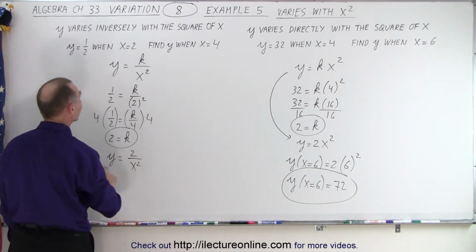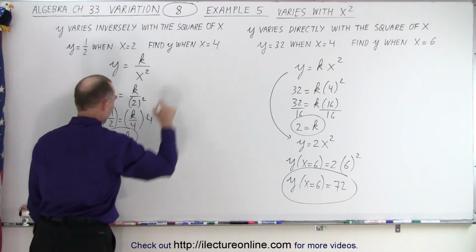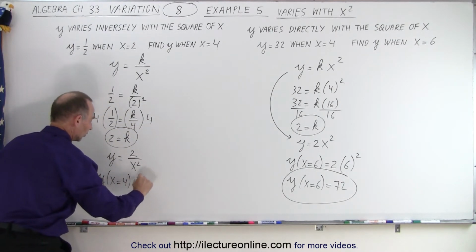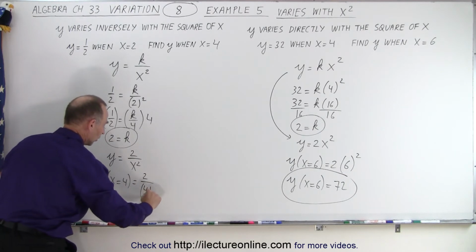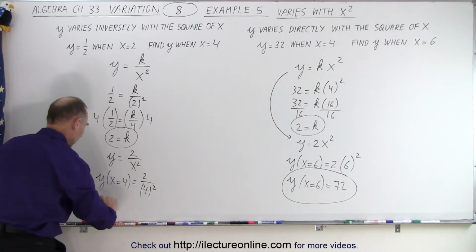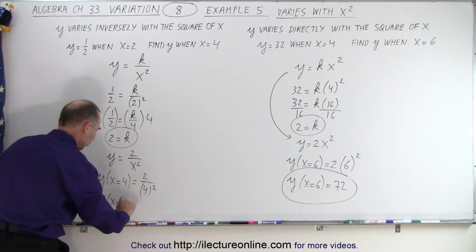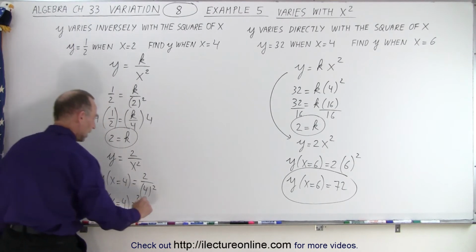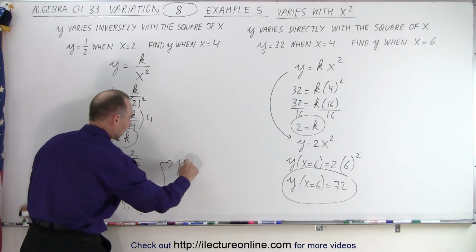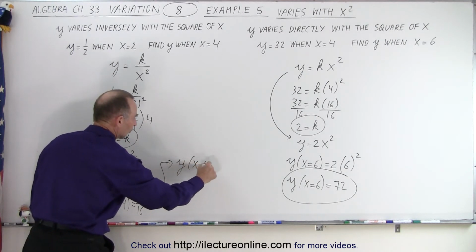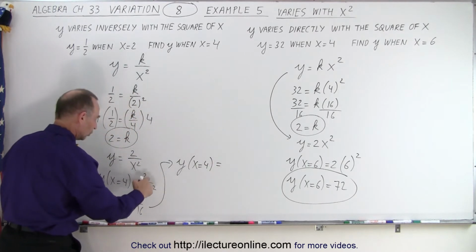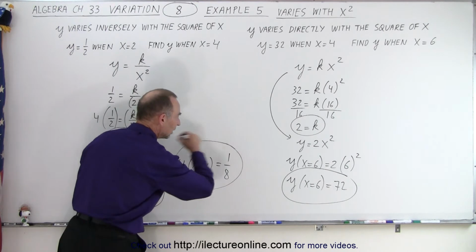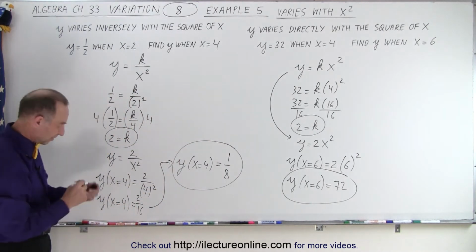And now we're going to find the value for y when x is equal to 4. So y when x is equal to 4 is equal to 2 divided by 4 squared. So y when x is equal to 4 is equal to 2 divided by 16, which is 1/8. So finally, we can say that y when x is equal to 4 is equal to 2 divided by 16, or 1 divided by 8, 1/8, and that would then be the final value for that example.